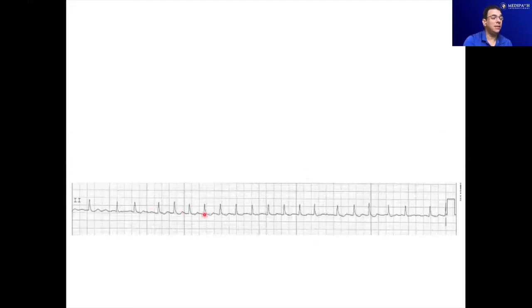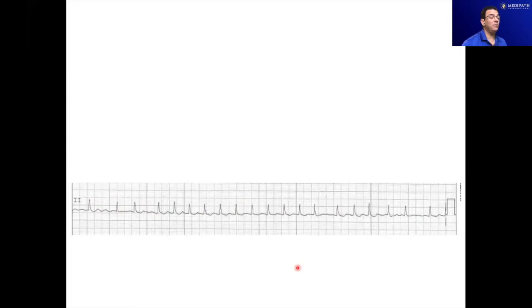So what is this? This is irregular, right? You see this is definitely longer than this. This is longer than this. So it's an irregular rhythm. The QRS is narrow. You really don't see good P waves of different morphologies. So this is not going to be multifocal atrial tachycardia.